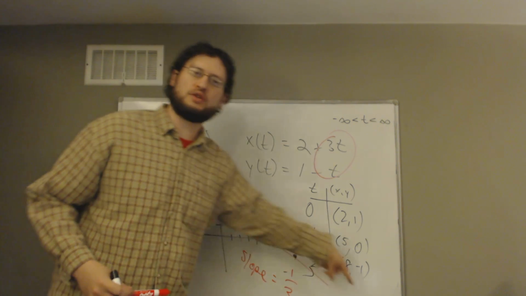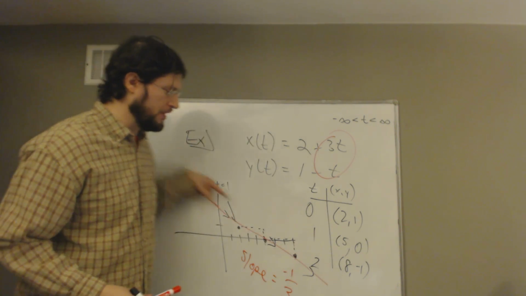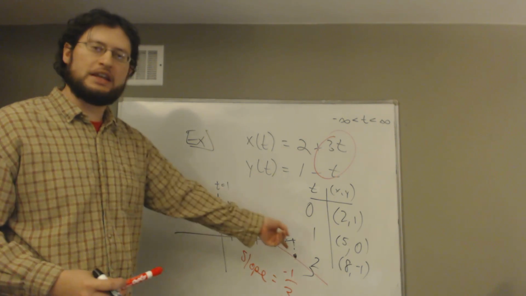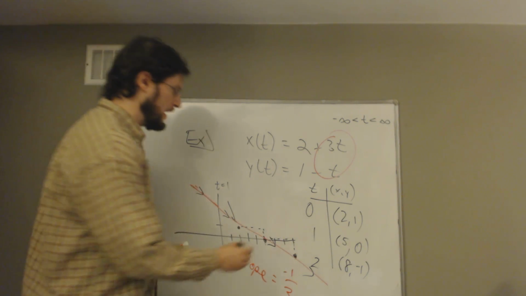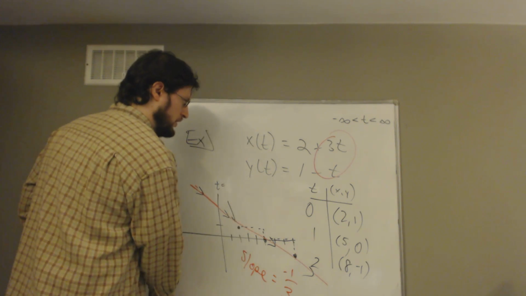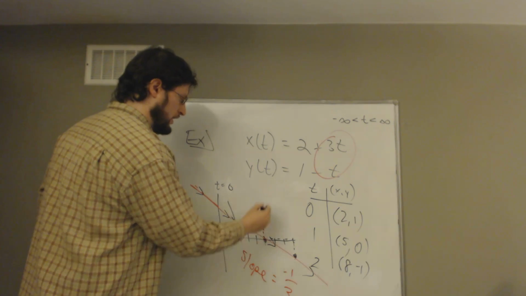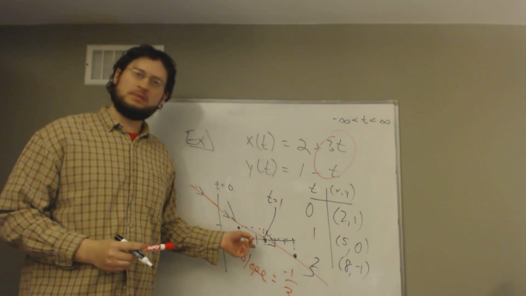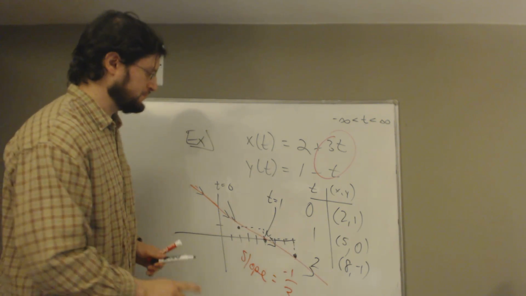This line goes this direction. As t increases, the line goes down, right? So that's the direction that the curve is taking. And not only that, remember, I wrote this wrong, that should have been a 0. T equals 0 is right there. This is t equals 1. So it tells me where I am and when I'm there.